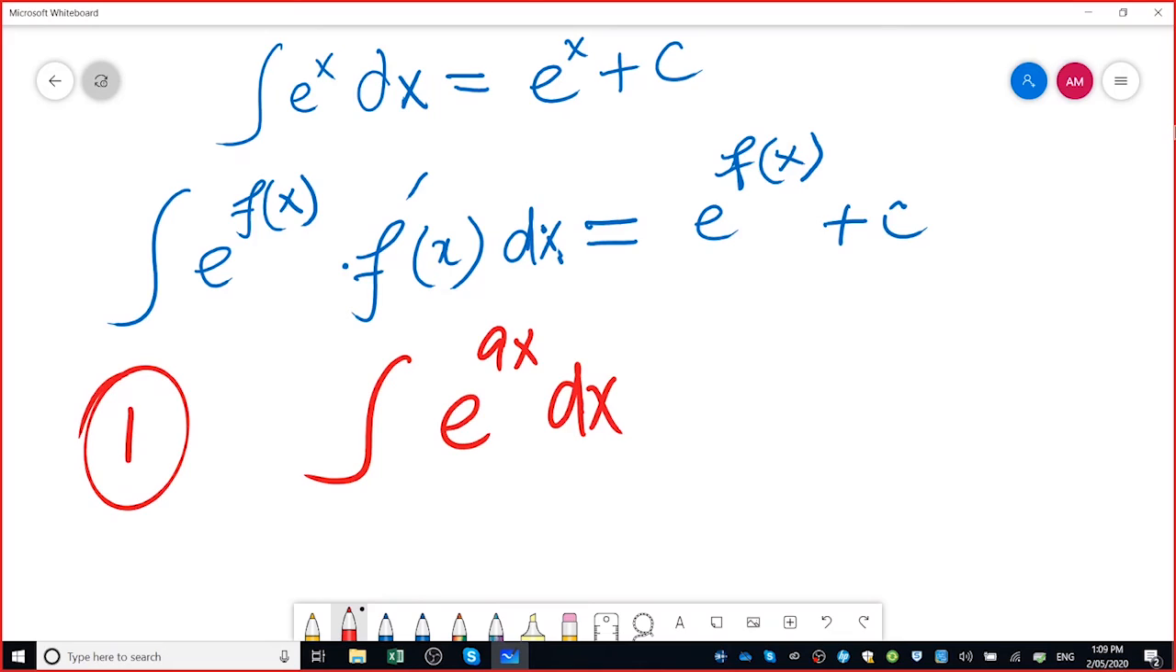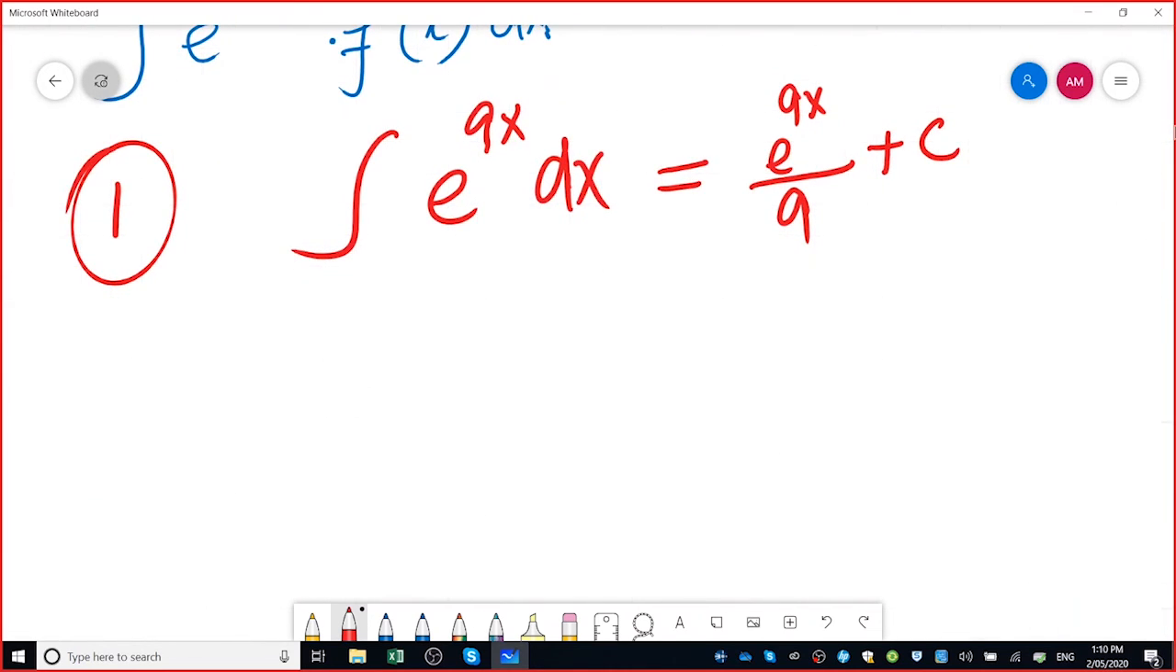Sure. The answer, is it e over 9 to the power of 9x? Sorry, say again. So e to the power of 9x, the whole thing over 9. Yeah, plus c, don't forget c. Oh yeah, sorry, plus c. Okay, so that's good.